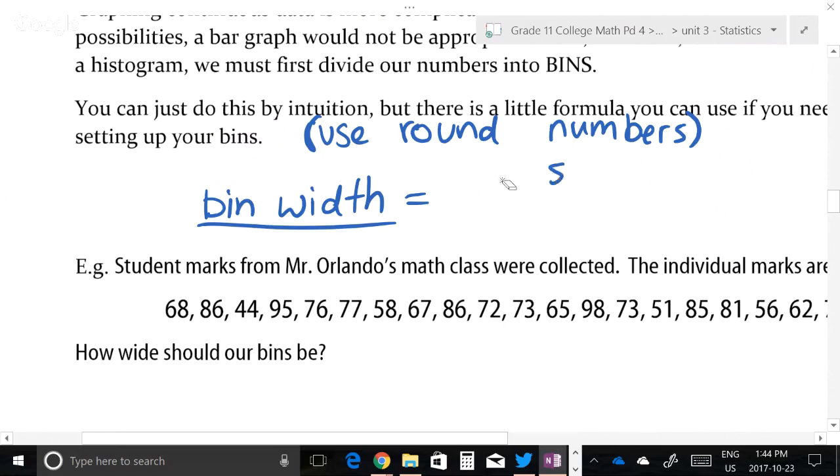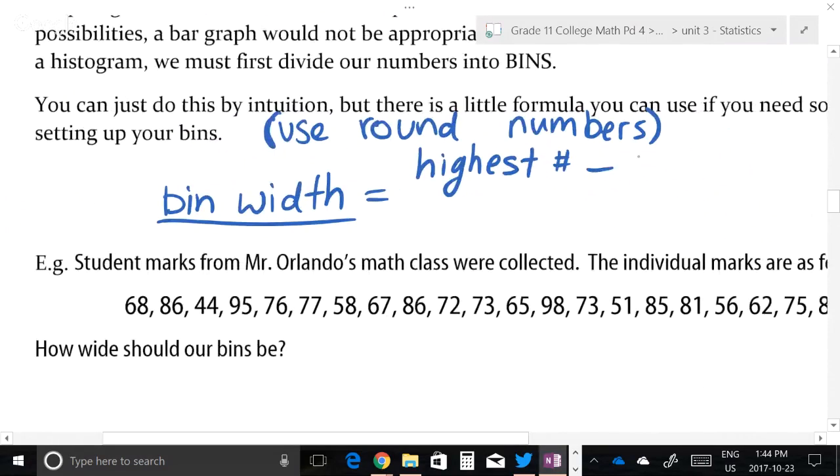Oh, that shouldn't say lowest, it should say highest. We can take our highest number, again, using just really round numbers, subtract our lowest number, and then divide by how many bins we want to use.